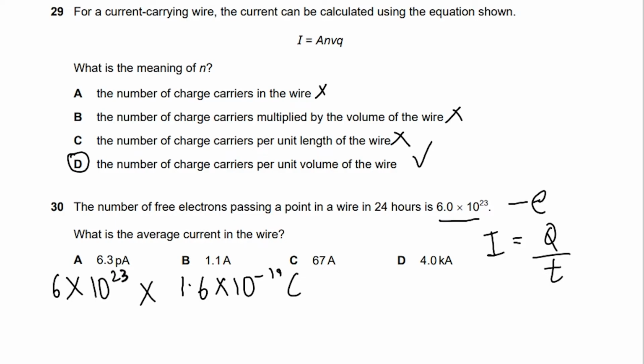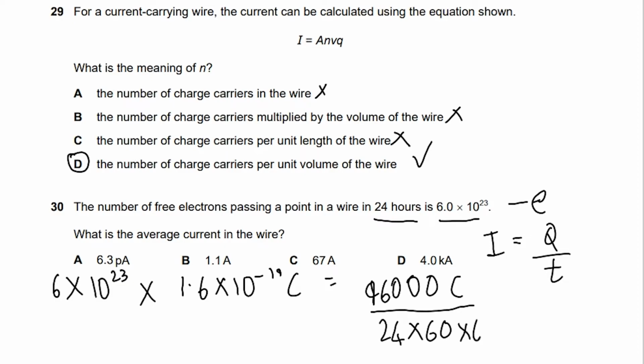Okay. So the answer we get is 96,000 coulombs. Okay, now 96,000 coulombs in 24 hours. But T is the time in seconds. So 24 hours multiplied by 60 minutes in each hour and 60 seconds in each minute. So the answer will be 1.11 ampere. And so option B is correct.